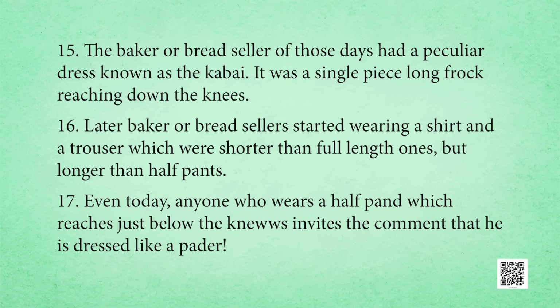The baker or bread seller of those days had a peculiar dress known as kabai. It was a single-piece long frock reaching down to the knees. Later, bakers or bread sellers started wearing a shirt and trousers which were shorter than full-length ones but longer than half pants. Today's young boys are wearing it. Even today, anyone who wears a half pant which reaches just below the knees invites the comment that he is dressed like a poder.